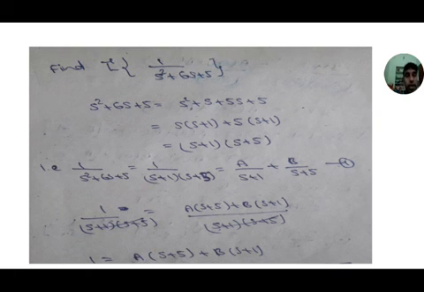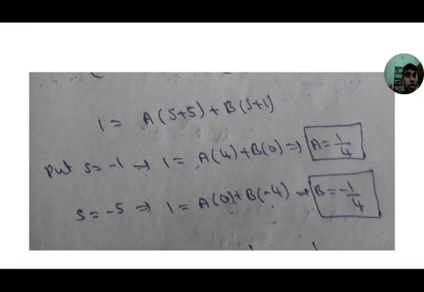Simplifying, taking the LCM, the denominator is cancelled out. We get 1 equal to A into s plus 5 plus B into s plus 1. By substituting s equal to minus 1, the B term is 0, and we get the A value, that is 1 equal to A into 4, so A equal to 1 by 4. Substituting s equal to minus 5, the A term is 0, and we get the B value, that is 1 equal to B into minus 4, therefore B equal to minus 1 by 4.